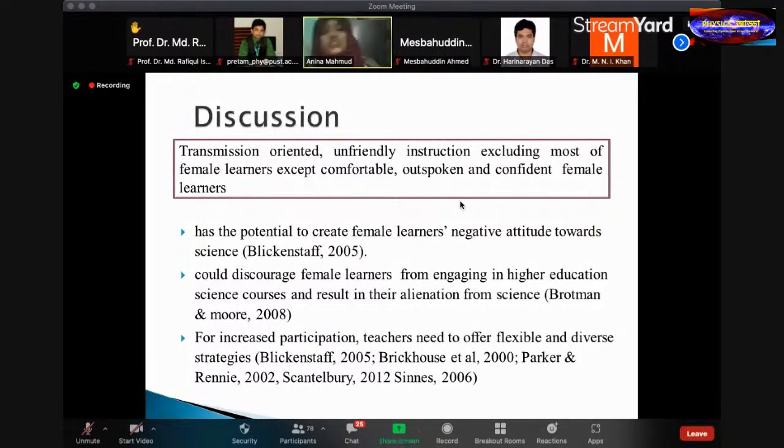Now we move to the discussion part: why these issues may cause marginalization of women from higher education science. This transmission of scientific facts, this unfriendly instruction process in the science classroom, has the potential to create female learners' negative attitude towards science. They cannot get engaged in science discussion or scientific processes in the classroom, and they may develop a negative attitude towards science, and this may discourage them from participating in higher education science courses.